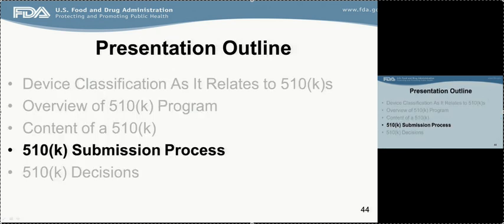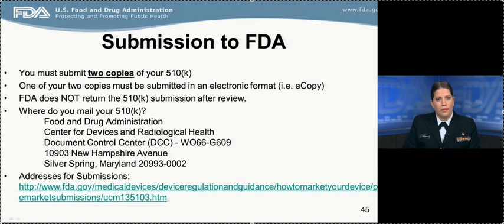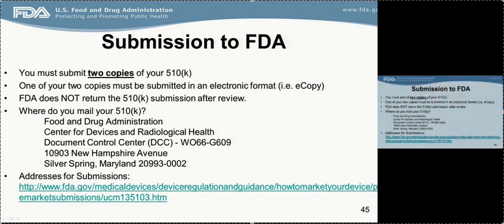So now let's talk about the 510(k) submission process. But before we get into the actual timeline, I wanted to provide you with some important notes before you actually submit your 510(k). The first is your submission to the FDA. You must submit 2 copies of your 510(k). One of those 2 copies must be submitted in electronic format, or what is also referred to as an e-copy. The FDA does not return your 510(k) submission after its review, so you will not get back the hard copy. When you mail your 510(k), please make sure that you mail it to the appropriate document control center, the address provided on this slide. For additional references, you can refer to our addresses for submissions link that is also provided on this slide.